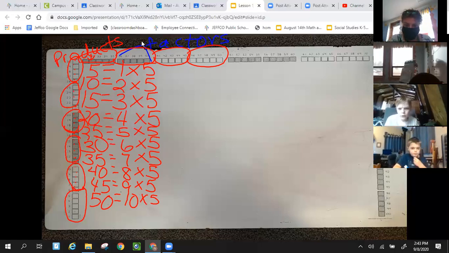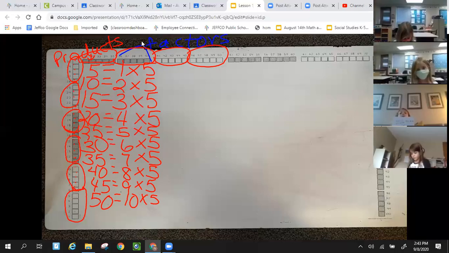Hey, here's what I'd like you to do. If you are finished in your math spiral, whatever you do, do not erase your board. We are not done with these boards. We're going to do more.